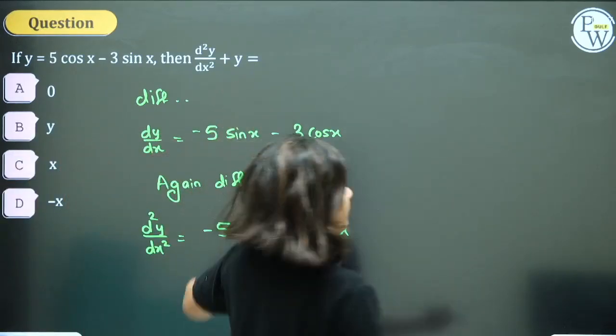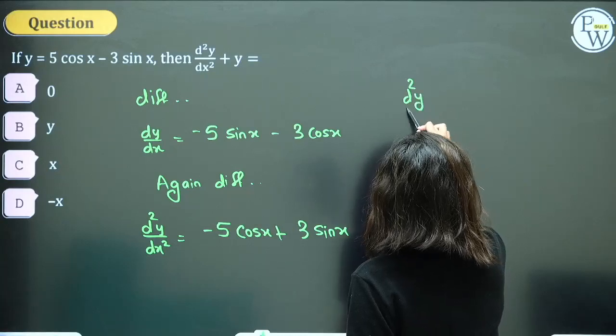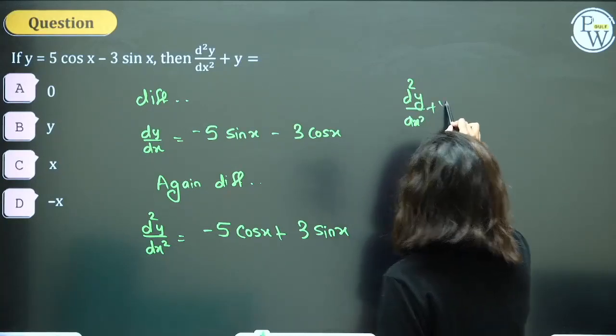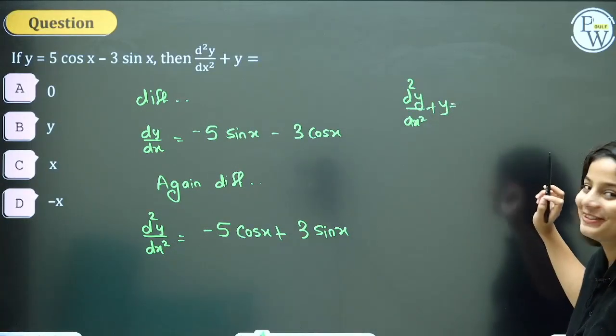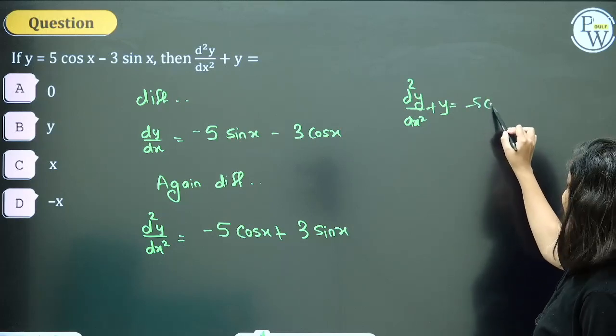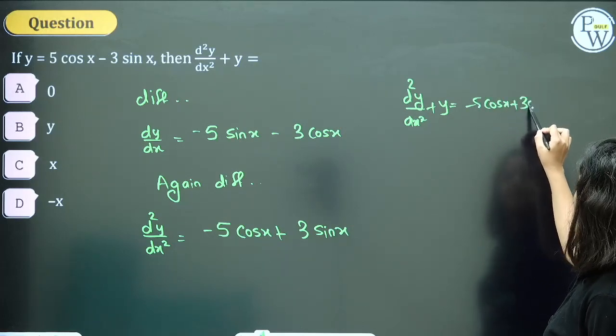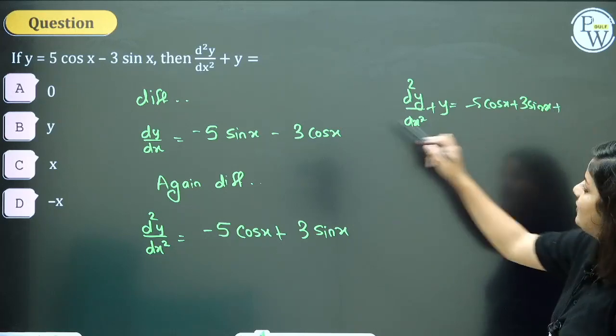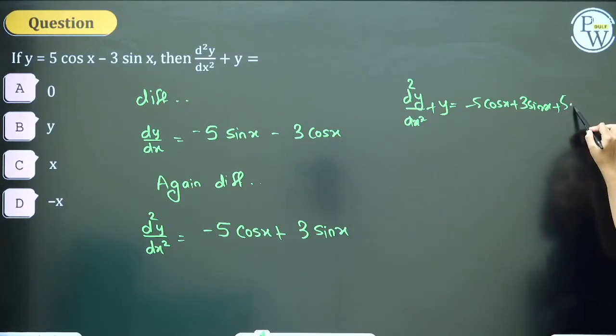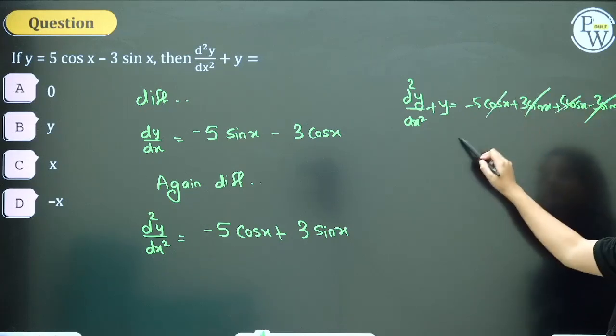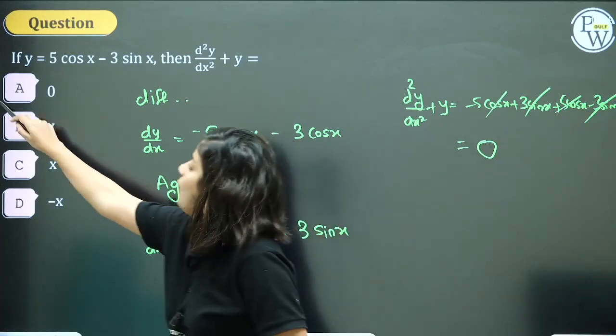In this d2y by dx square, we want to add y. Why do we want to add y? Because it's given. So minus 5 cos x plus 3 sin x plus y is 5 cos x minus 3 sin x. Everything getting cut short. The answer is 0, option E.